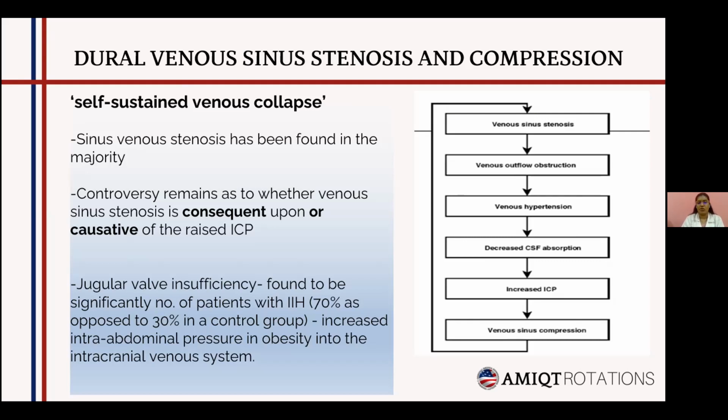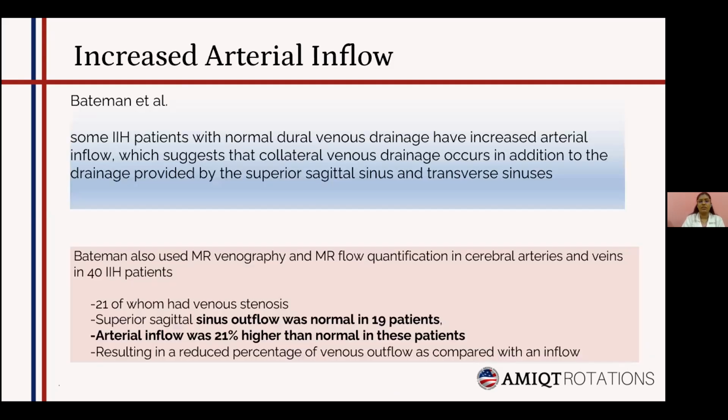And some studies also showed that a significant number of patients with IIH do have a jugular valve insufficiency. We see an association with obese patients who have an increased intra-abdominal pressure. And in those patients who have a jugular valve insufficiency, this raised intra-abdominal pressure can be directly transmitted to the intracranial venous system. And the second hypothesis is that there is an increased arterial inflow.